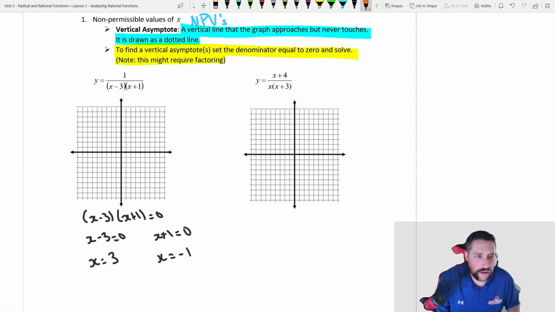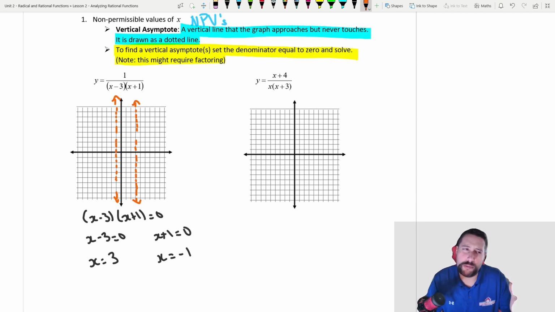So at x is equal to 3, 1, 2, 3. Remember, as a dotted or dashed line. Draw arrows at the end to signify that the asymptotes do continue. And then draw another one on this side. So all we're doing in these particular examples is just drawing out the non-permissible values, stating that this is x is equal to 3 and x is equal to negative 1. Very similar to what I showed you in part 1.